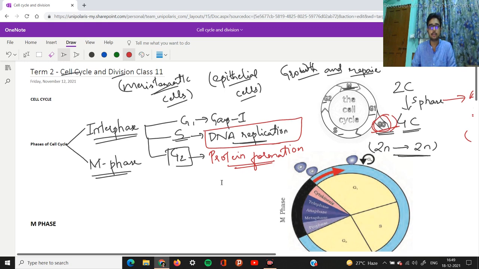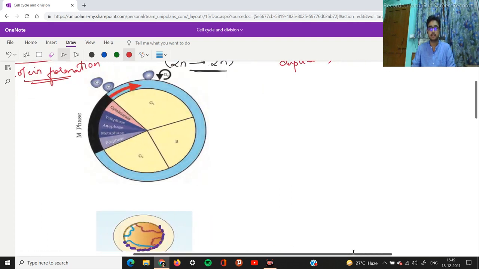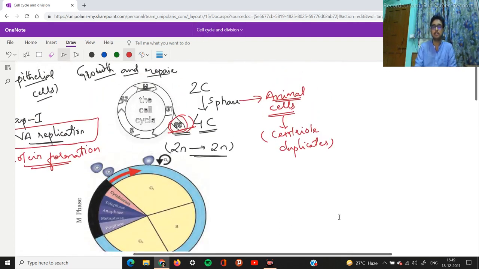Alright, we'll enter into the next part of the lecture, that is the M phase, which is the most significant part of the cell cycle and cell division, right? There are some points which we have to remember with respect to cell division. Number one, cell division takes place once in 24 hours. This refers to organisms like human beings, whereas in yeast it takes place every 90 minutes. So that's one difference.